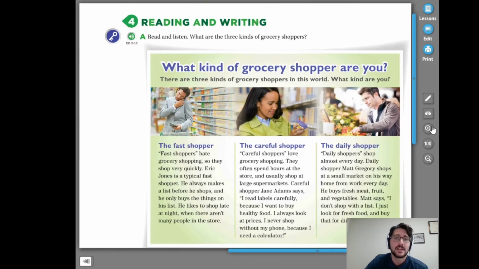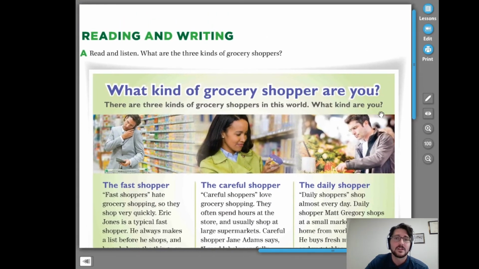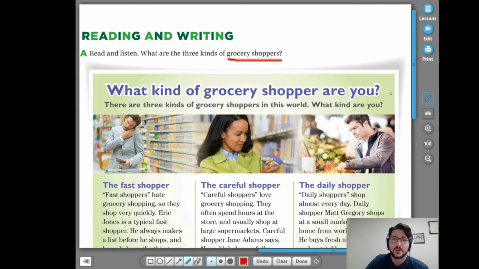And today's reading topic, again, in Unit 8, we are learning about grocery shopping. Going to the supermarket, you're buying some food, right? Milk, eggs, potatoes, rice. That is called grocery shopping. And we're going to learn about 3 kinds of grocery shoppers. So these are kind of 3 styles of shopping.